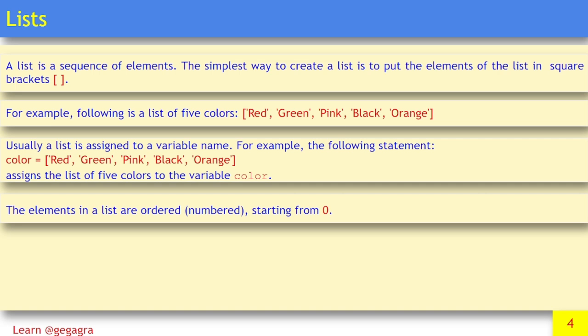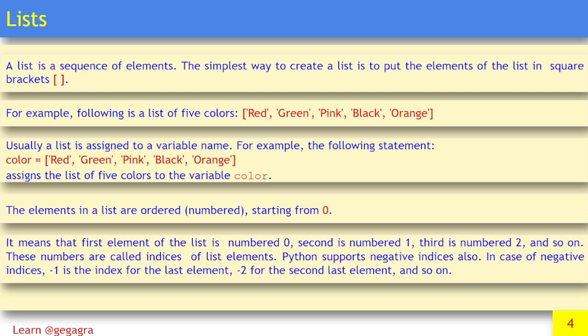The elements in a list are ordered or numbered starting from 0. Every element in a list possesses one index. The first element's index is 0, the second element's index is 1, the third element's index is 2, and so on. These numbers are called the indices. Python supports negative indices also. In case of negative indices, -1 is the index of the last element.